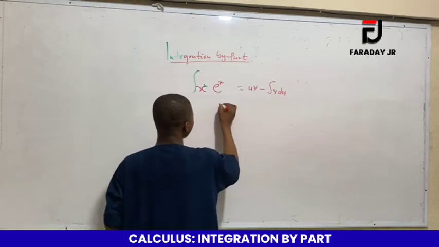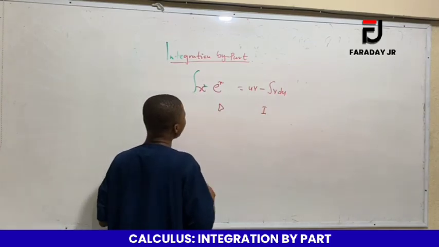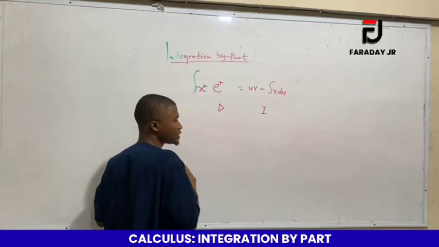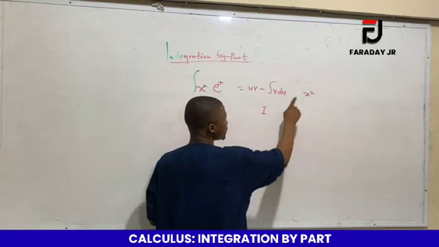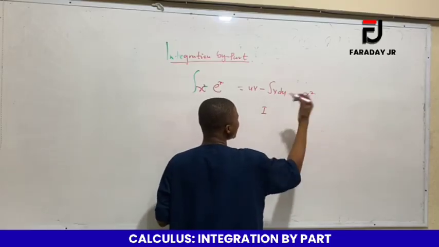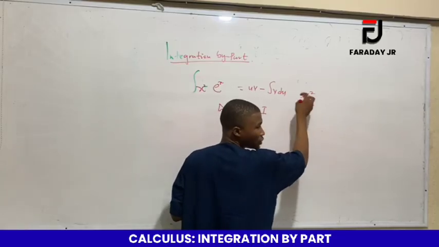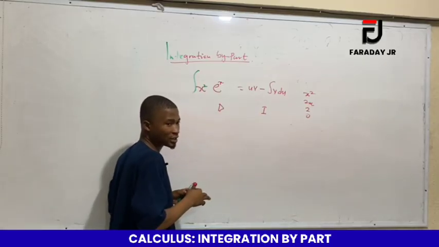So we have differentiation here and integration here. Always look at a function that can go to zero easily and bring it to the differentiation section. If you have a function of x squared and you want to integrate it, it will never go to zero because it will keep on increasing. But if it's in differentiation, you differentiate it, you get 2x, you differentiate again, you get 2, and finally you differentiate and get 0. That means it will go to 0 at a certain point.